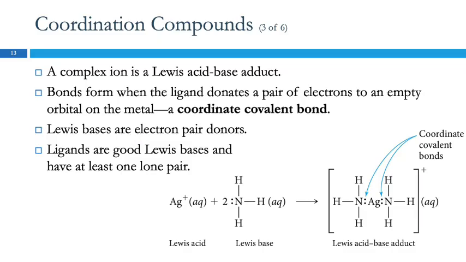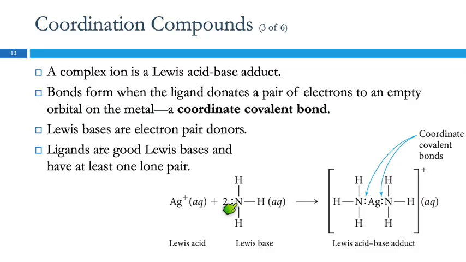Here we have our transition metal ion, a silver ion, and here we have two ammonia molecules. These are good Lewis bases because they have a lone pair of electrons they can donate. Silver is a good Lewis acid because it's good at accepting electrons. It has no lone pairs on it.